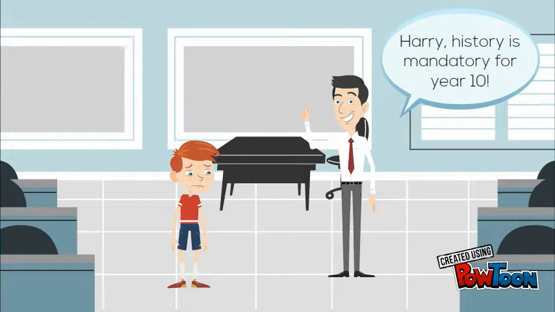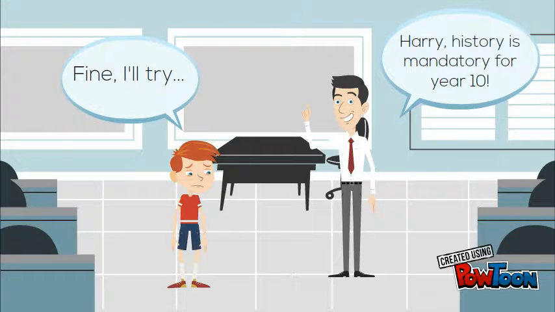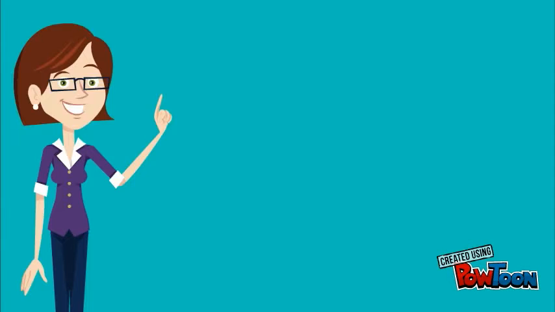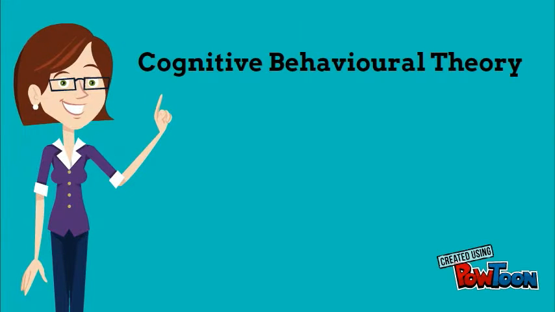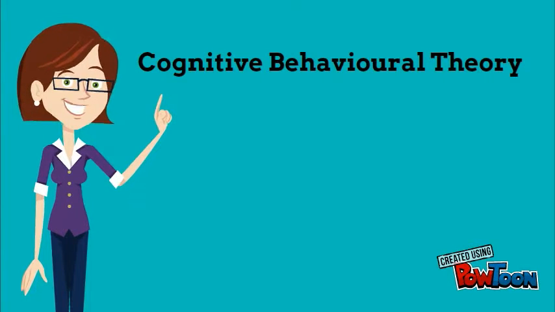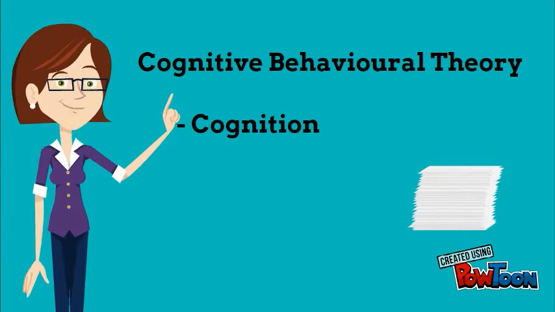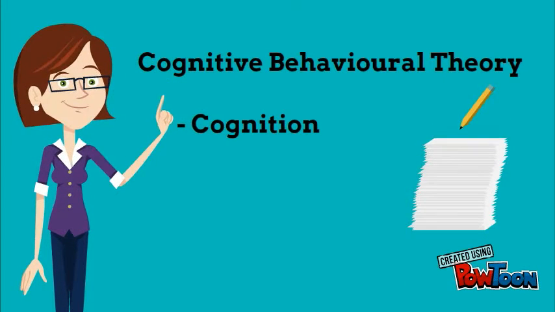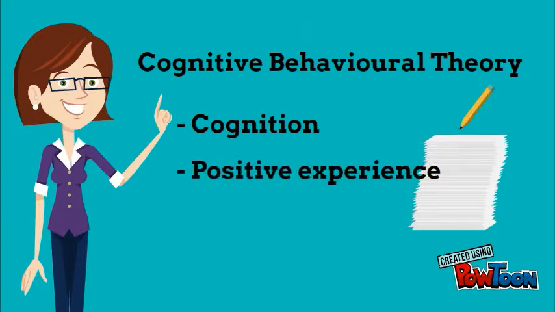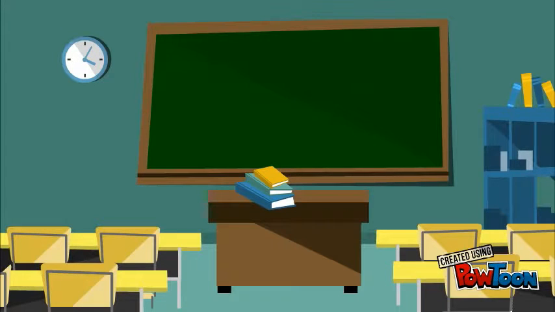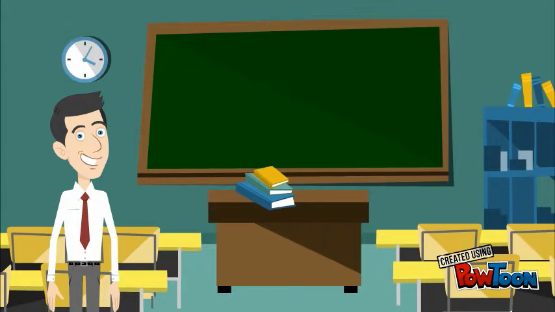However, individuals are self-directed and not just passive responders to external influences. Cognitive behavioral theory advocates that students' cognition will change their behavior. Therefore, students can improve their performance when they change their view of subjects through positive experience. The aim of this intervention is to increase Harry's motivation of learning history. Intervention based on cognitive behavioral theory is applied according to the following steps.